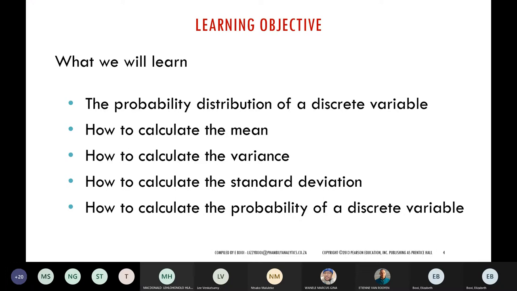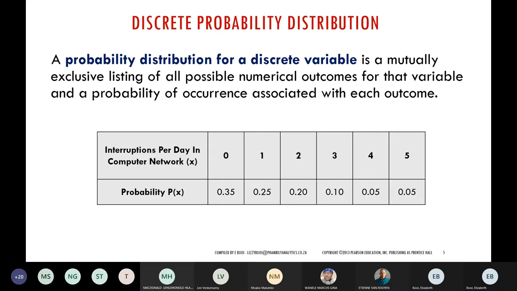Then we're also going to learn how to calculate the probability of a discrete variable. So a discrete probability distribution, like I said, is going to be calculated using a discrete variable. And we know that a discrete variable comes from a counting process. Therefore, a probability distribution of a discrete variable is a mutually exclusive listing of all possible numerical outcomes, and we are able to calculate the probability of occurrence associated with each outcome.